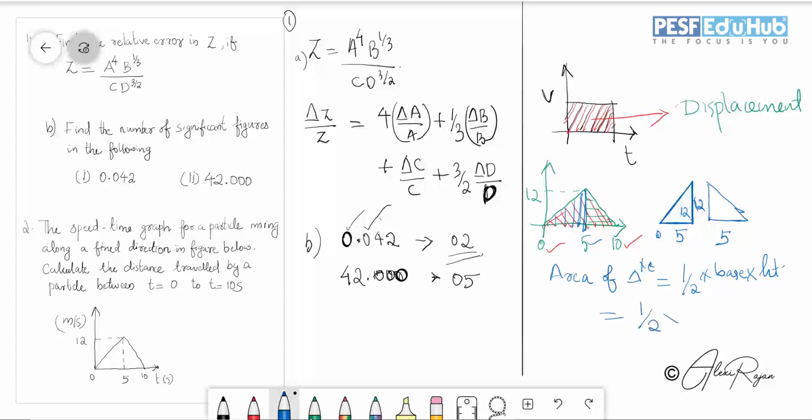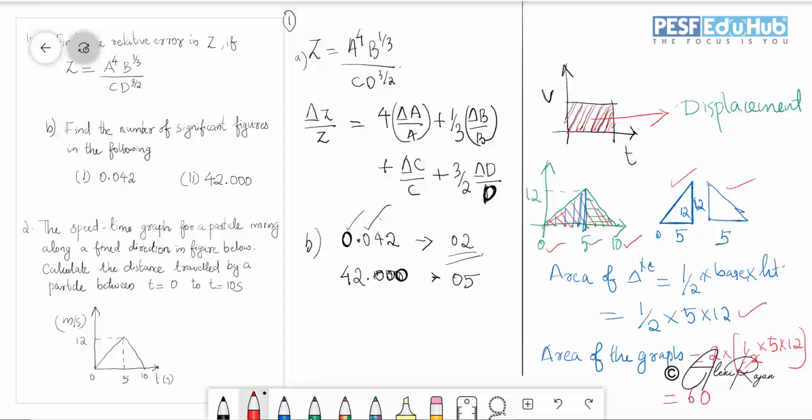Here, what is the value? Half into, what is base? Base is equal to 5 into height is equal to 12, right? And now area of the graph will be what? You have two similar triangles, this one and here one. So that is equal to 2 into 1 by 2 into 5 into 12, right? 2 cancel. 5 into 12, that is equal to 60 meters.